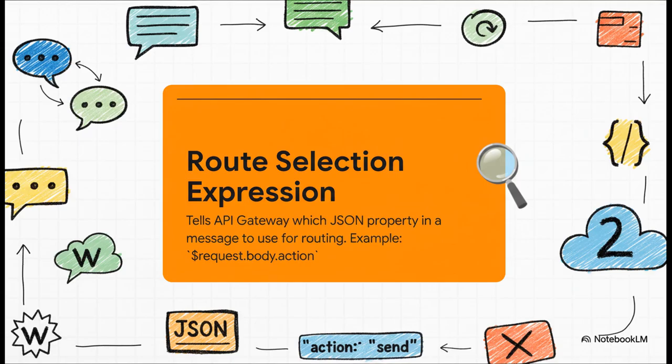The very first piece of the puzzle is something called the route selection expression. You set this up once for your whole API, and it's basically just a simple rule. You're telling API Gateway, hey, for every single message that comes through, I want you to peek inside the JSON and look at this specific field. A super common one is to look for a field called action.